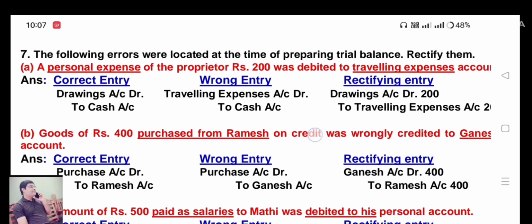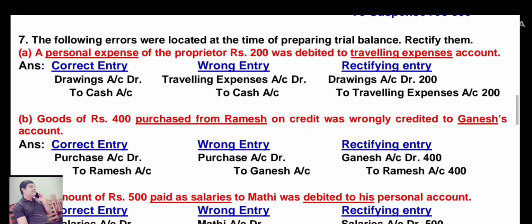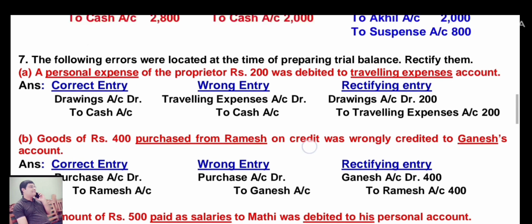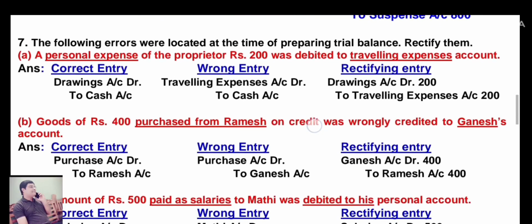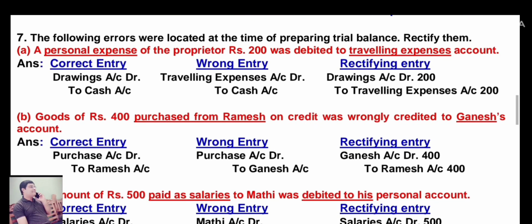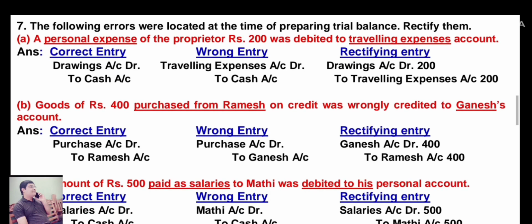Seventh question. The following errors were located at the time of preparing the trial balance. Rectify them. First question. Personal expenses of the proprietor, rupees 200. Personal means always drawings. It was debited to travelling expenses account.